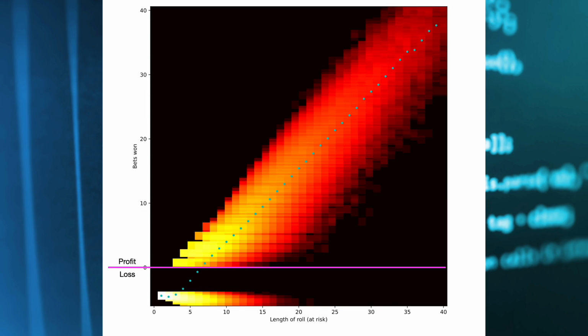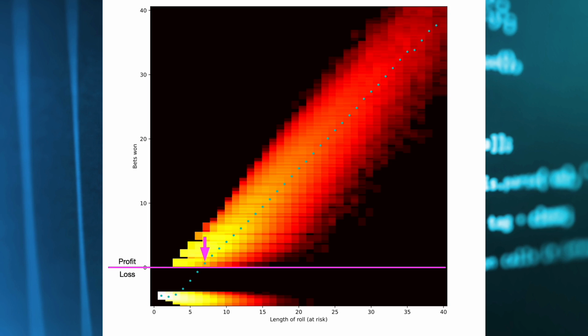Here, all of the come-out rolls have been removed, and only rolls where your bets are at risk have been included. Note that now there is a roll of length 1. That's still a 7-out, but the roll where the point was established has been removed. Overall, you can see that it takes about 7 rolls, excluding come-out rolls, to get to break even.